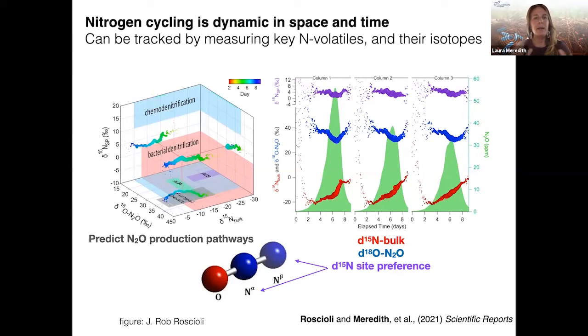isotopes, we can actually map these different isotopes into this 3D map here, where we overlay different characteristic signatures for known nitrous oxide production pathways. And so in this way, over time, we can look in situ and use these characteristic signatures to build hypotheses about which microbial processes are driving these nitrogen transformations in soil.